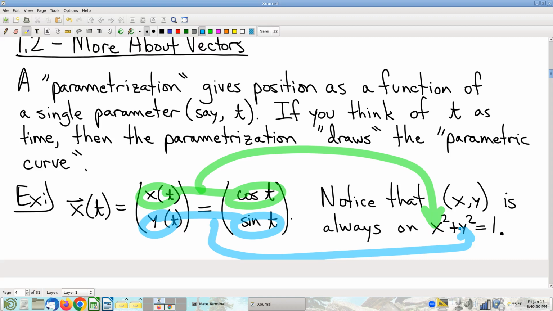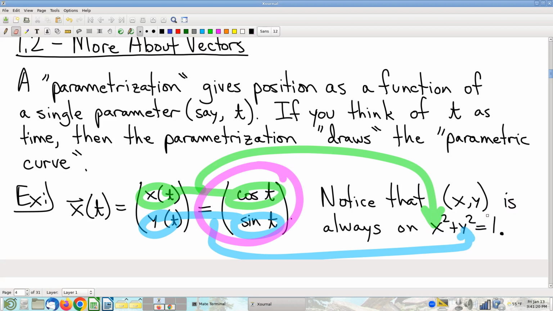Right? Because we get cosine squared plus sine squared, which is indeed 1. And so what that means, if you think about it, is that every point generated by this parameterization satisfies that equation. They are therefore all on the unit circle, which pretty strongly suggests that the parameterization is drawing the unit circle. And in fact, that's right. Everybody see what happened there?